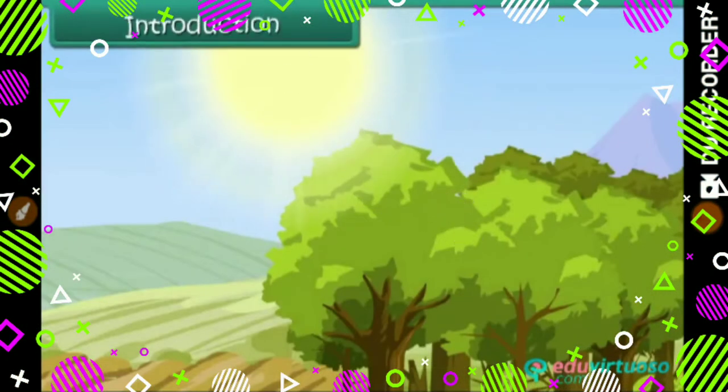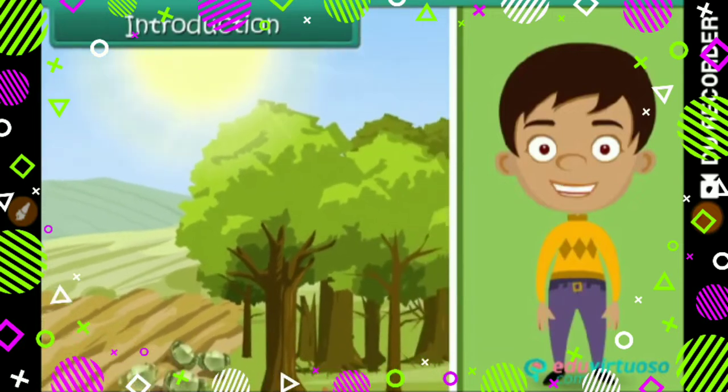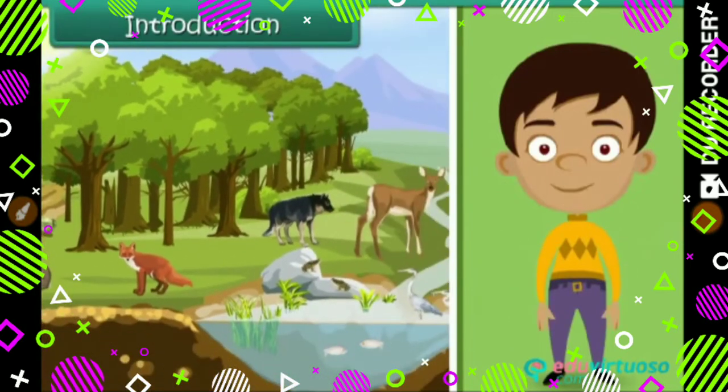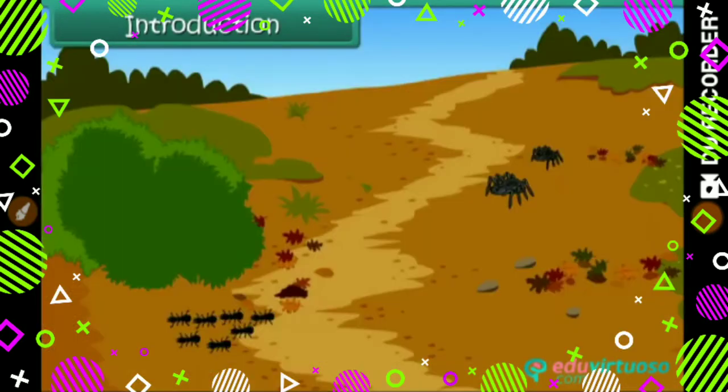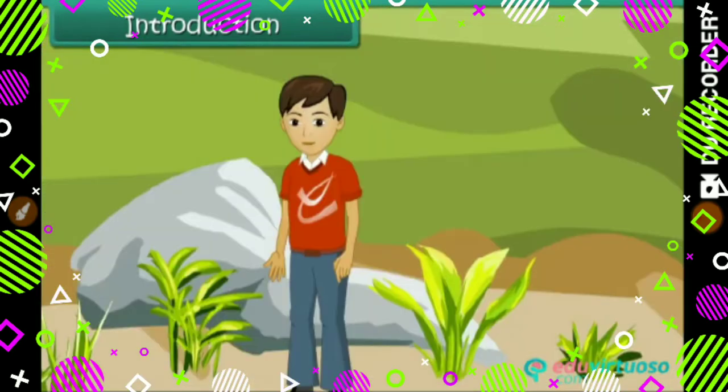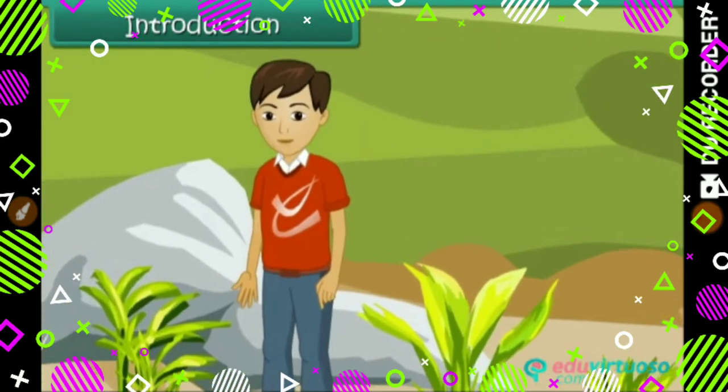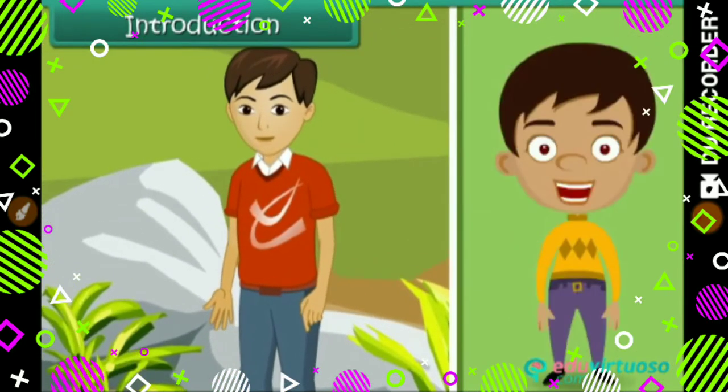Introduction. Different life forms are present around us: plants, insects, animals, and of course, the human beings. Every living thing is made up of different body parts, and each part has a specific task assigned to it. In this lesson, we will look at the parts of a plant body and understand their functions.